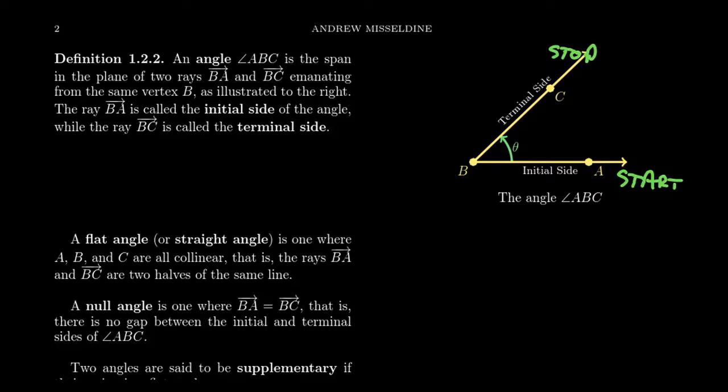And the idea is that initial side, and we think of it in terms of rotation, the angle is spanned by rotating the initial side towards the terminal side. And so there is a direction associated to angles. And so this is what an angle is. An angle, in some regard, is a piece of a rotation.